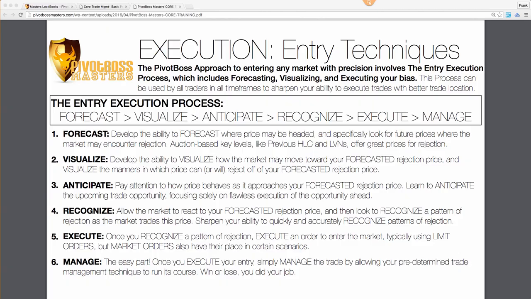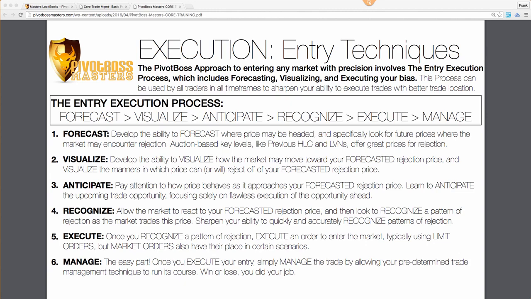And again, it's just forecasting. It's the habit and the practice of forecasting and making predictions. Over time, you get better and better and better at it. So the entry execution process starts well before with the forecast. Where do I think prices are headed? Where do I think they could go? And then once they get to that price, are they going to see rejection? Because if they do, that's where I can look for an entry execution. So you've got to be able to forecast these things.